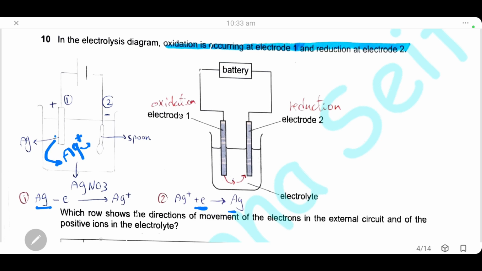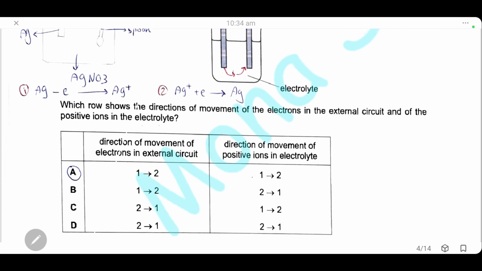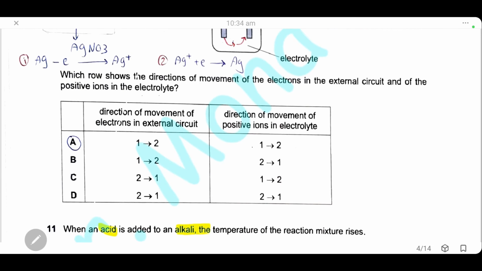So the positive ions will move from the anode to the cathode. And when silver metal at the anode loses electrons and is converted to silver ions, the electrons move in the external circuit as it is going this way. So the direction of electrons will be in the external circuit this way, and the direction of positive ions will be from electrode 1 to electrode 2. And in the external circuit will be also from 1 to 2. So the answer will be A.